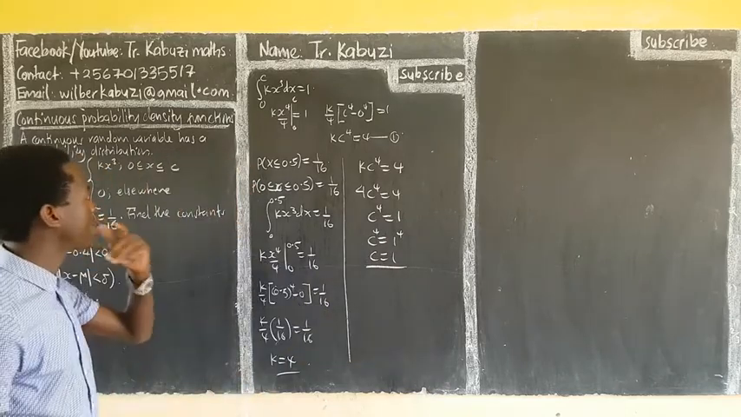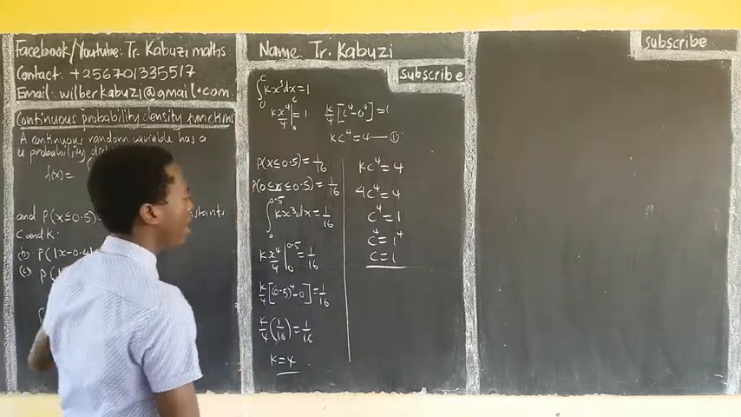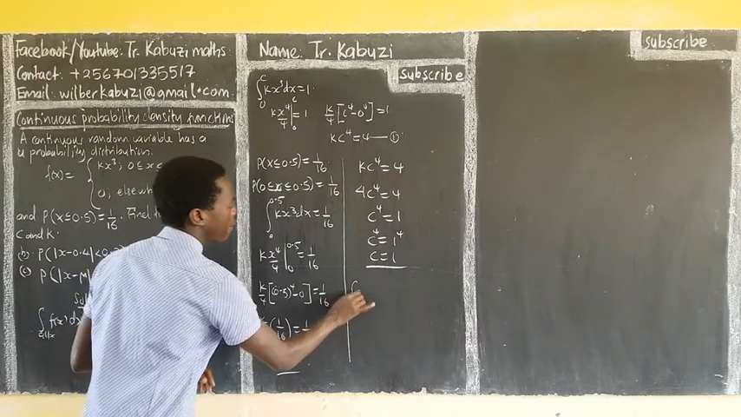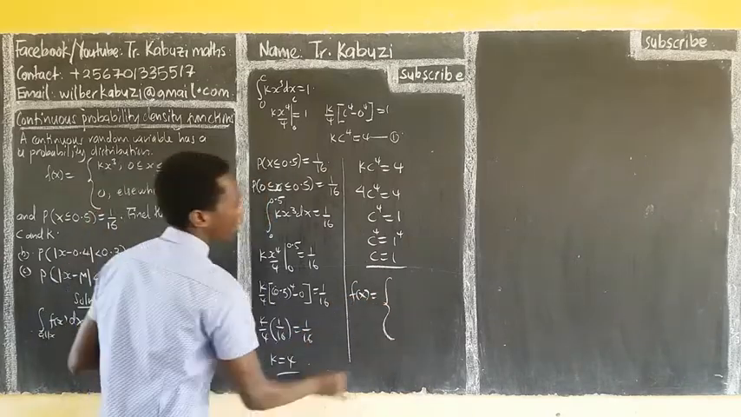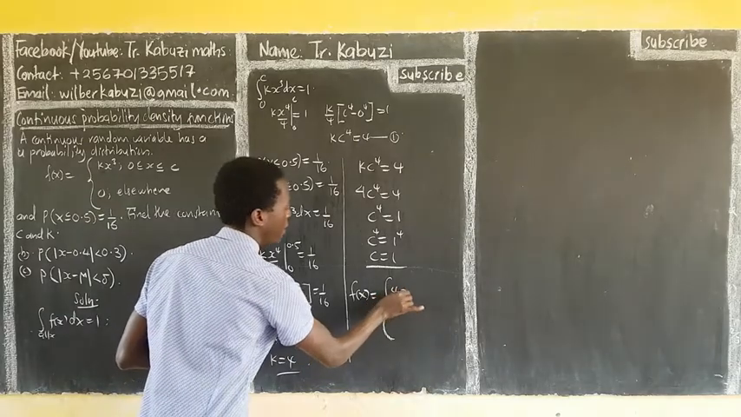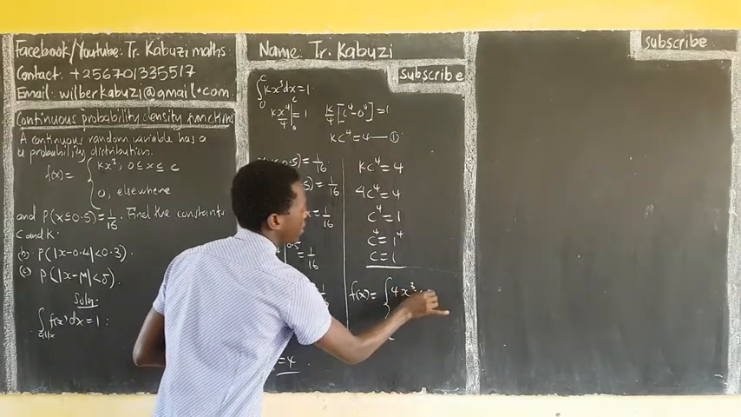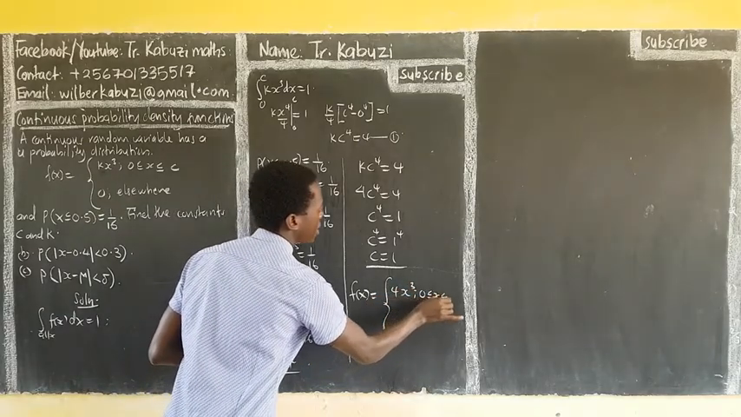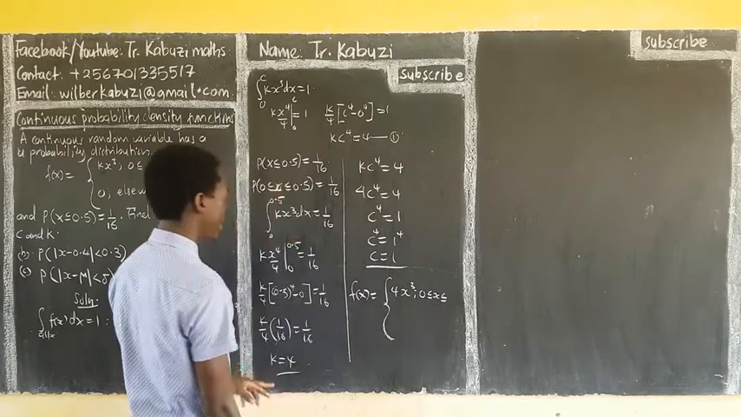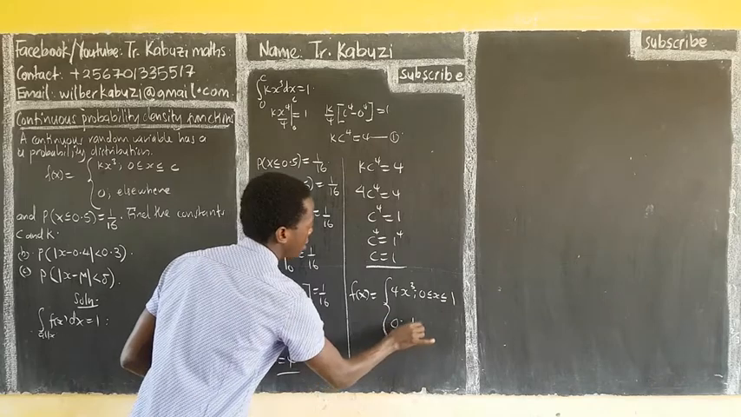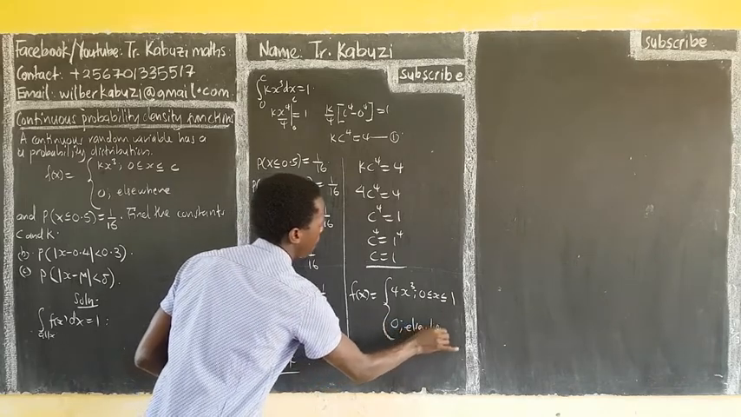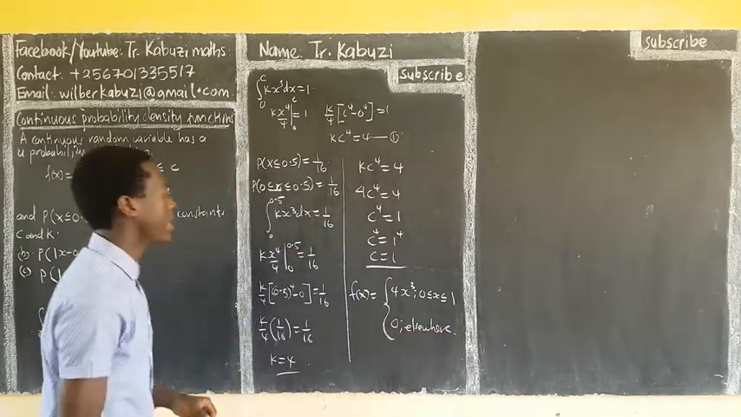After getting these two constants, we come back and write our PDF. It's going to be k, which is 4x cubed, for 0 less than or equal to x less than or equal to c, which is 1, and 0 elsewhere. So we stop that.